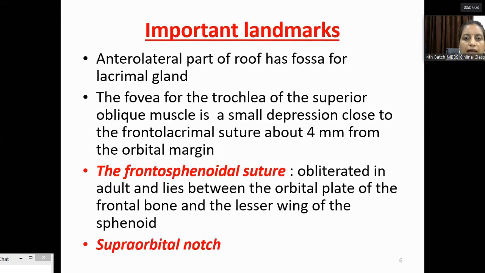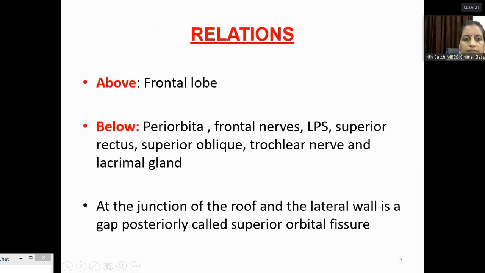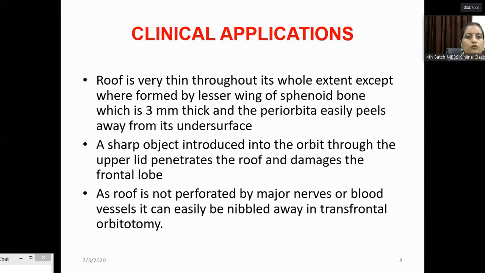An important landmark is the lacrimal gland. Here is the fossa for the lacrimal gland in the orbital plate of the frontal bone. The roof is very thin throughout its whole extent, except where formed by the lesser wing of the sphenoid bone, which is 3 millimeters thick, and the periorbita easily peels away from its undersurface.